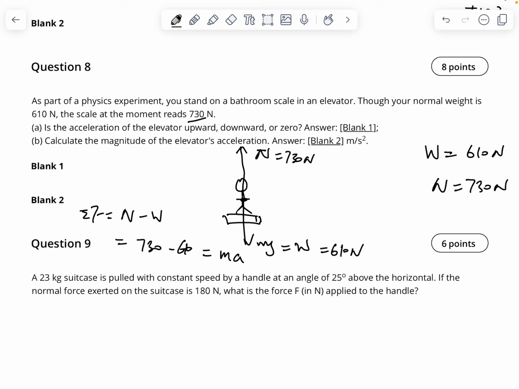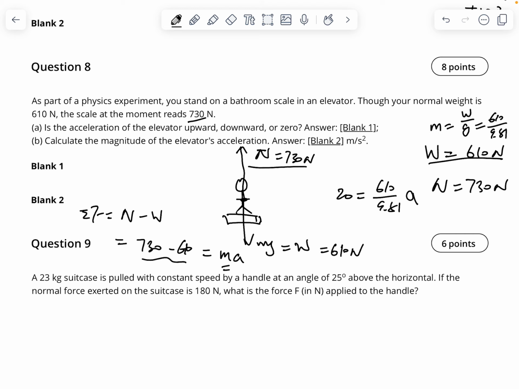Okay, so left side is 730 minus, so left side is 20. What's the mass? Mass is weight over g, right? So if you know your weight, mass equals weight over g, so equal to 610 divided by 9.81. Okay, so let's plug in directly. So mass is 610 over 9.81, times A.